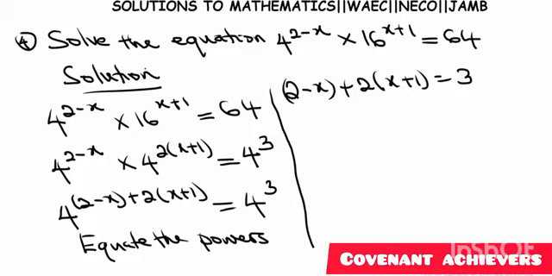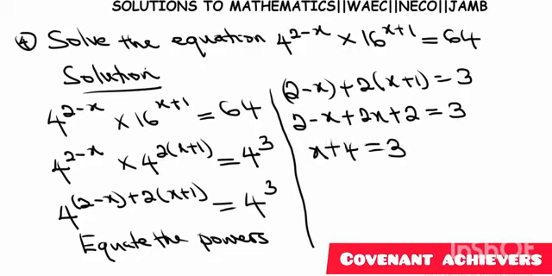So let's clear the brackets. We have 2 minus x plus 2x plus 2 equals 3. So here you are having minus x plus 2x, that's going to give us x, then 2 plus 2, that's plus 4, equals 3. Subtract 4 from both sides. So here you are going to have x equals 3 minus 4. So therefore, x is equal to minus 1. That's how we solve the question.